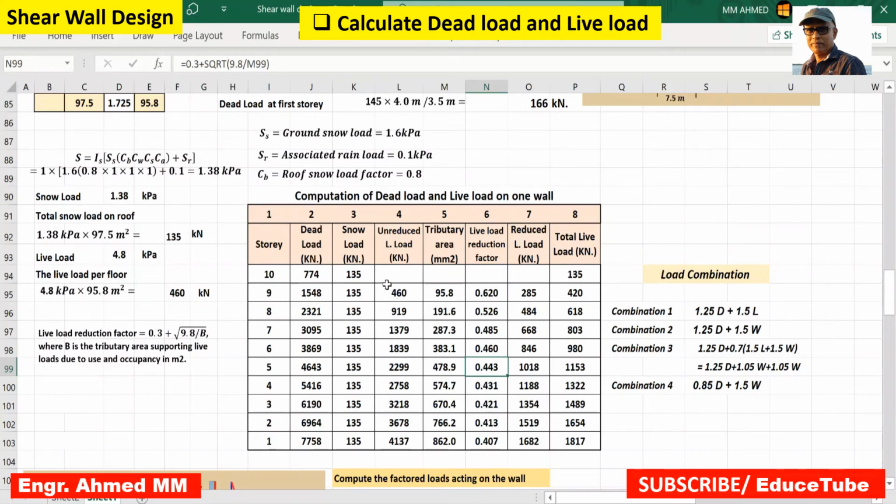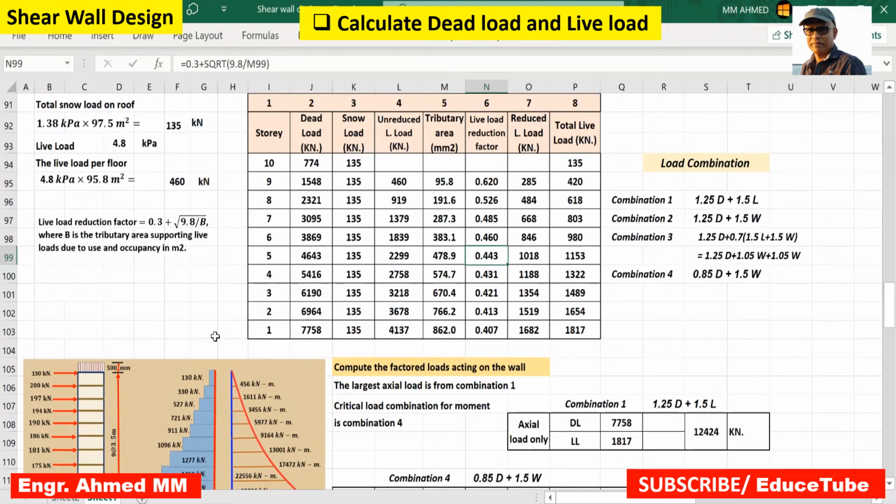So once we get this, then reduced live load. How? This value multiplied by this, we get this. This value multiplied by this, we get this. So once we get this, now reduced live load we have and snow load we have. So adding this, we get here. Again adding these two, I mean this one and this one, we get this value. So total live load, we got it. That was our target, to calculate the total live load.